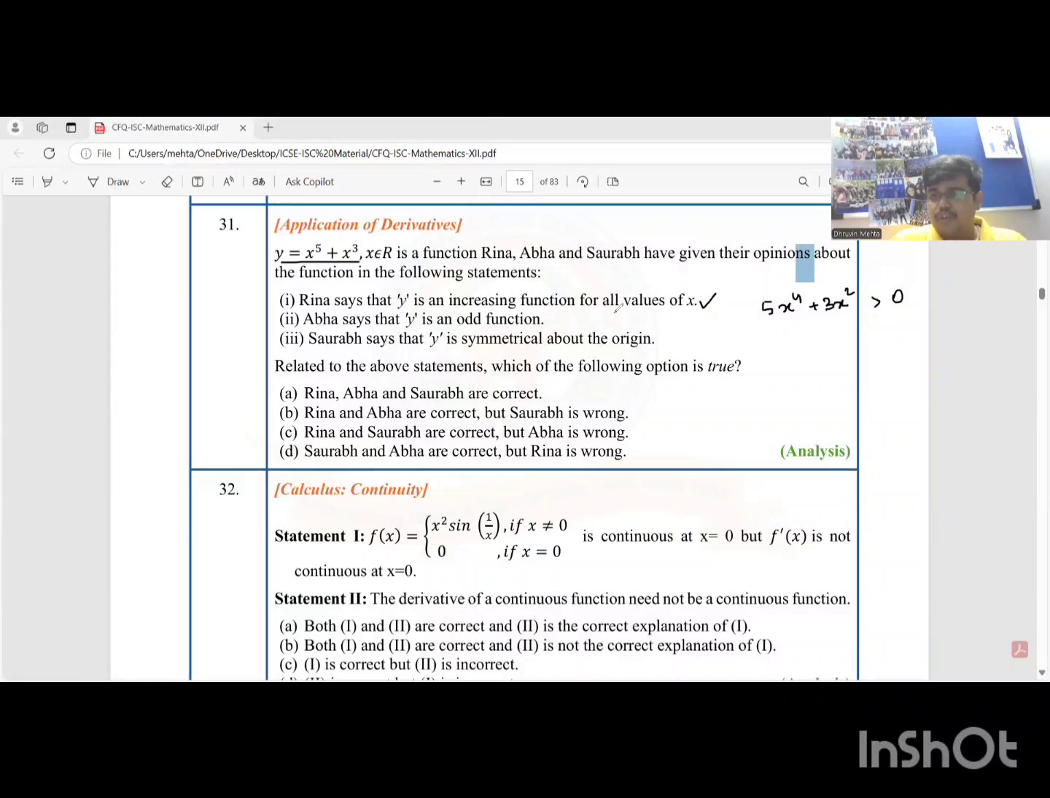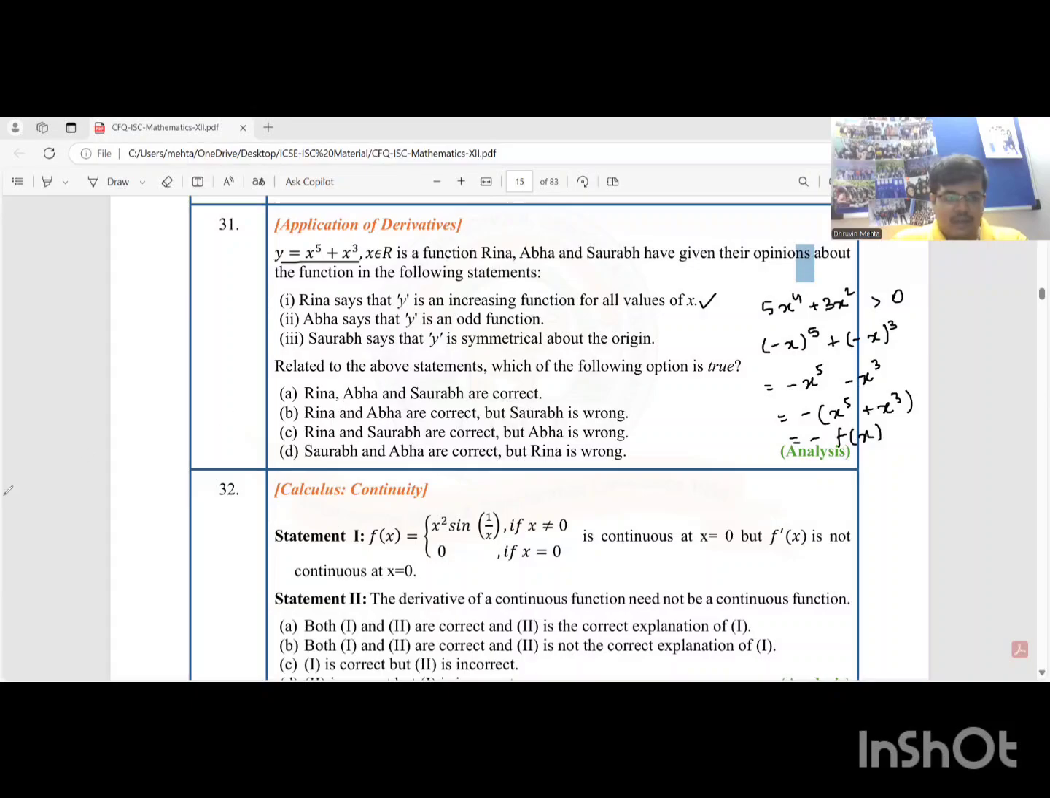Abha says that y is an odd function. Now, for an odd function, students will have to check by replacing x with minus x. So it will be minus x the whole raised to 5, plus minus x the whole raised to 3. So this is minus x raised to 5, and this is minus x cube. We take minus common, and this is x raised to 5 plus x cube. Now, students, we have come back to the negative of the original function, and therefore it is an odd function. So what Abha is saying is true.